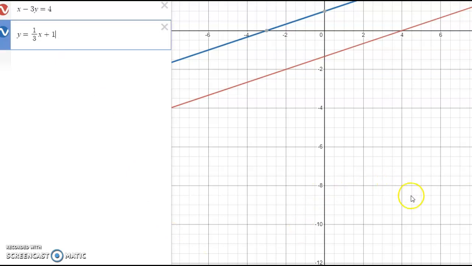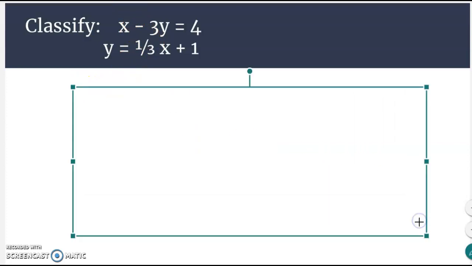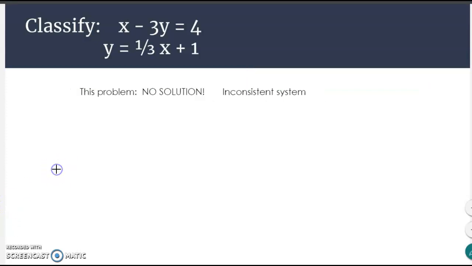Now looking at these two lines here, as you can see, they don't intersect. That means they are parallel lines. There is actually no solution for this problem. So we'll type that out, no solution. And when it's no solution, we call that an inconsistent system. No solution means inconsistent system. You can see that there.